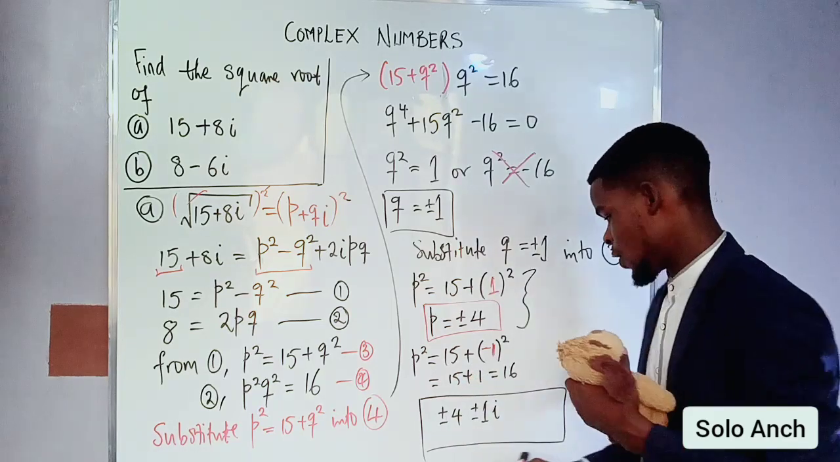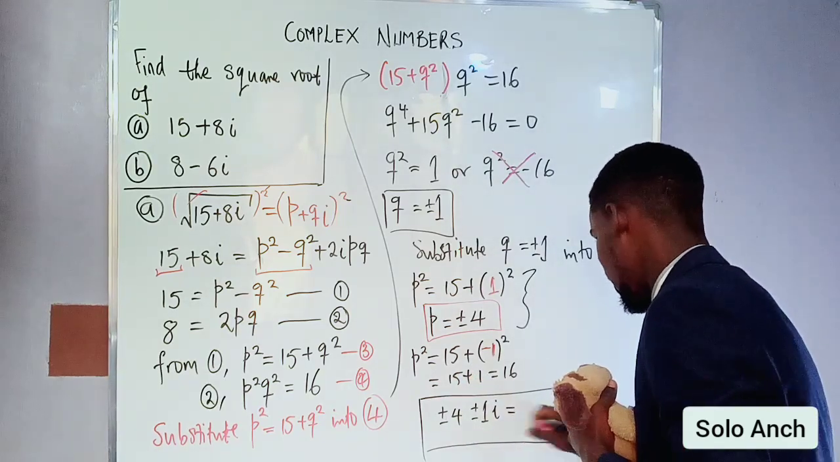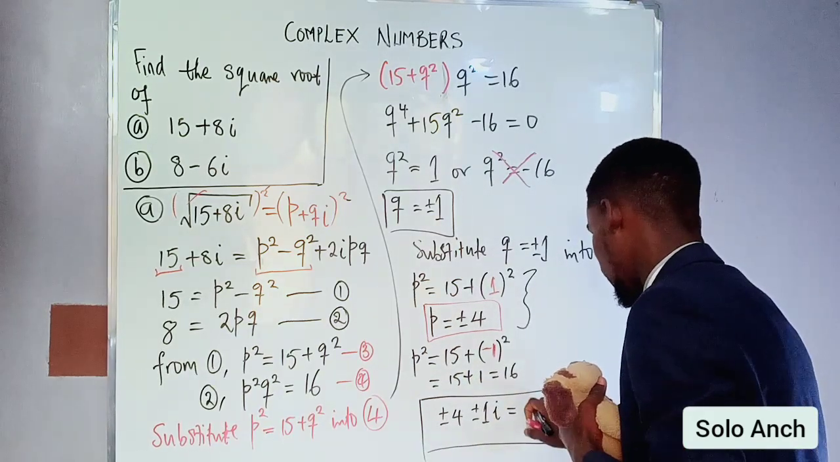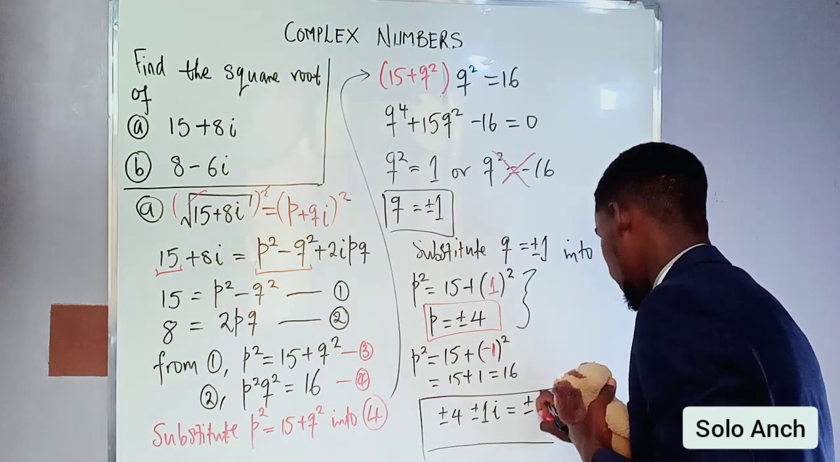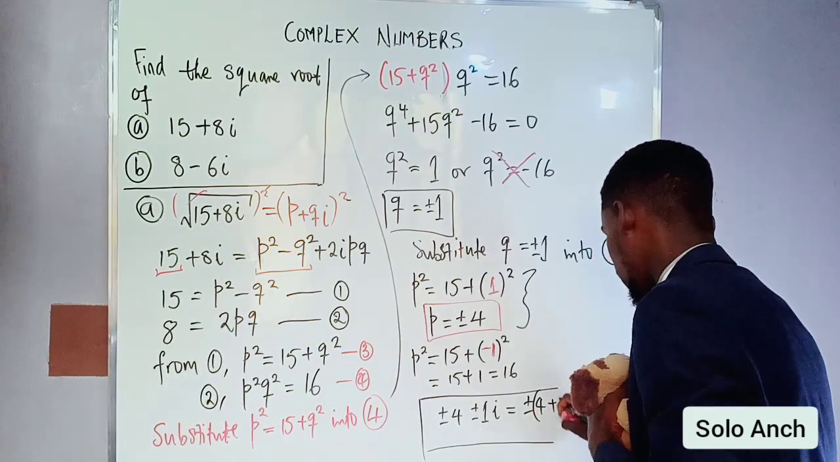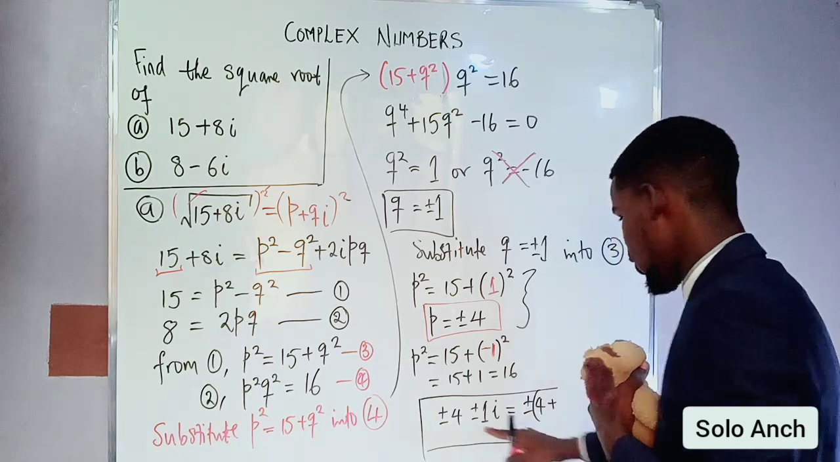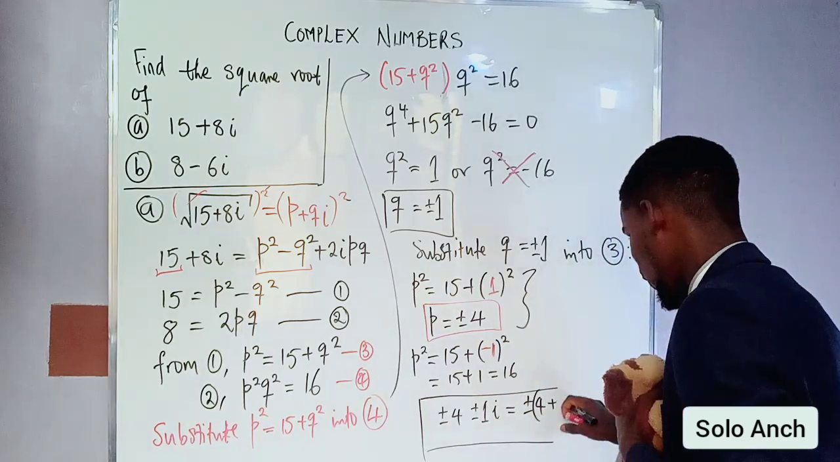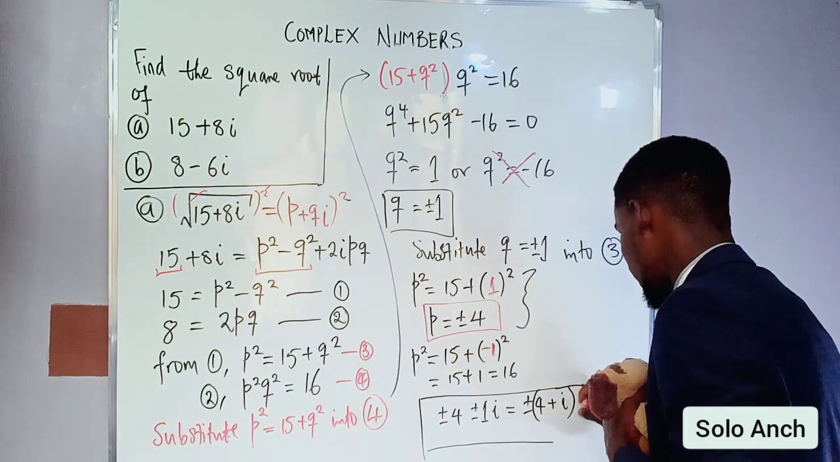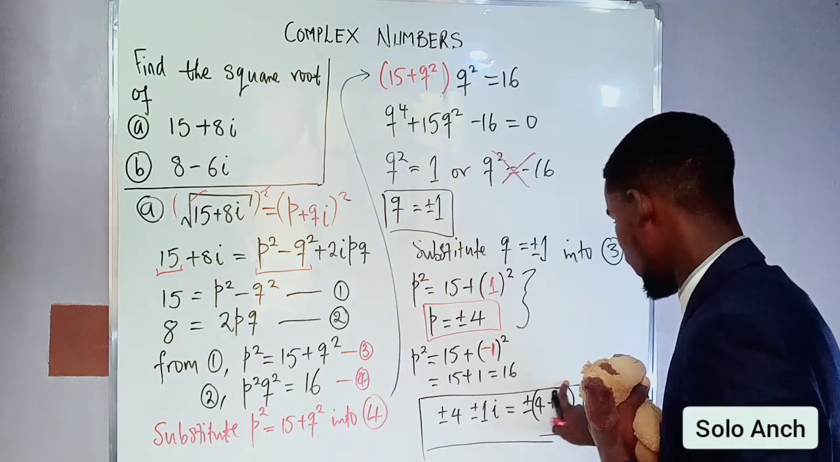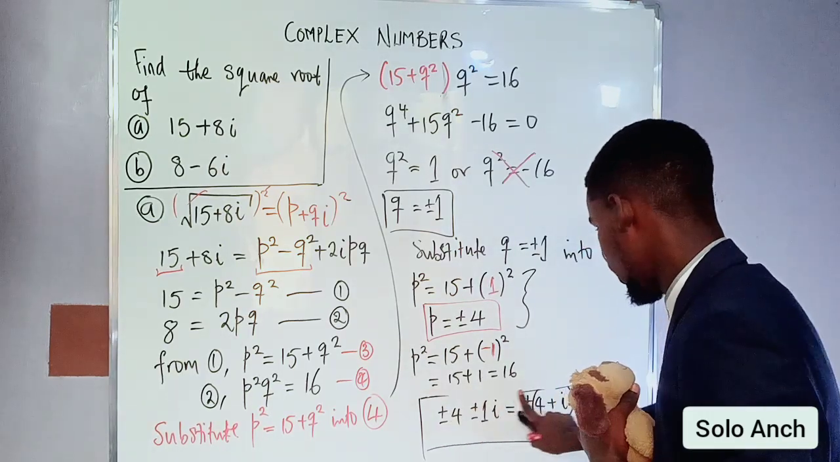We can factor out the positive or negative signs. And then we're going to have positive or negative 4 into 1, that is positive or negative 4 plus 1i, of course, that's just i. Good. So this right here is the square root of that complex number.